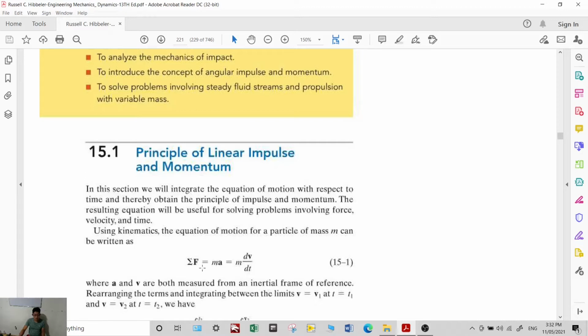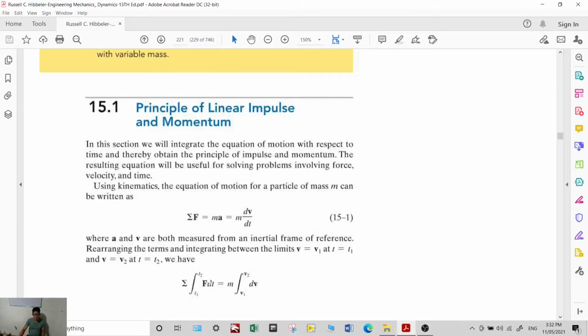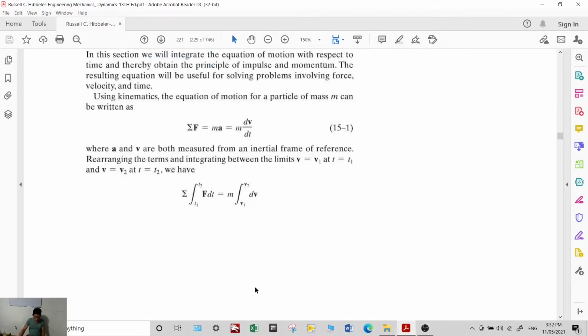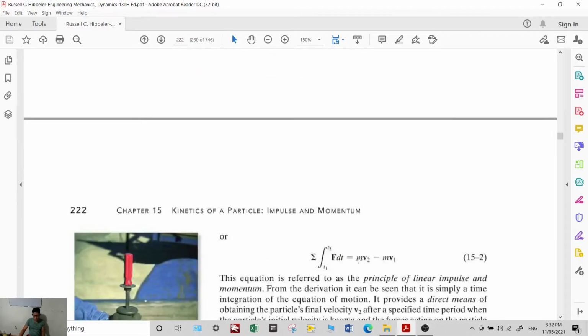Now, if we're going to integrate this term, the force multiplied with the time, we're going to integrate that one, and also we're going to integrate m dv. But since the mass is constant, we will just put this outside of the integral. Okay, now if we evaluate this one, this will result in this equation: the summation of the integral of force times time is equal to mv2 minus mv1.